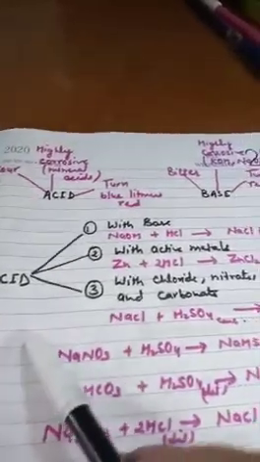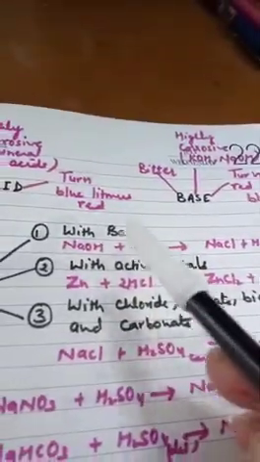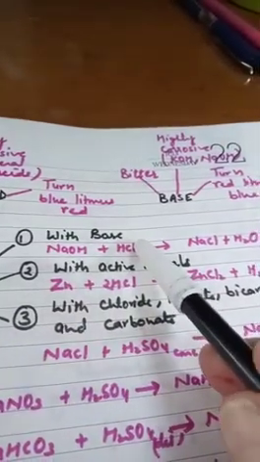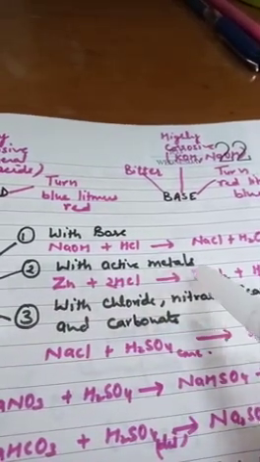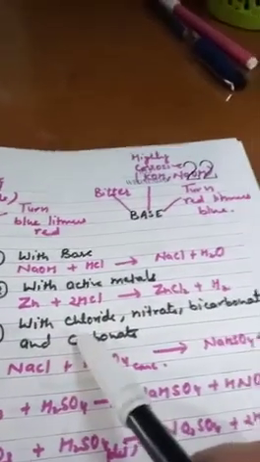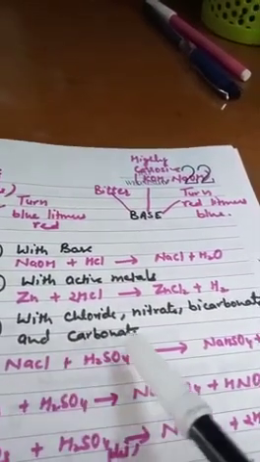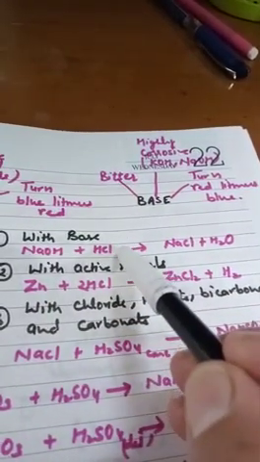Now let us see the chemical properties of acids. You have to learn three chemical properties. First is the reaction of acid with base. Second is reaction of acid with active metals. And third is reaction of acids with chlorides, nitrates, bicarbonates and carbonates. Let us first see how acids react with base.